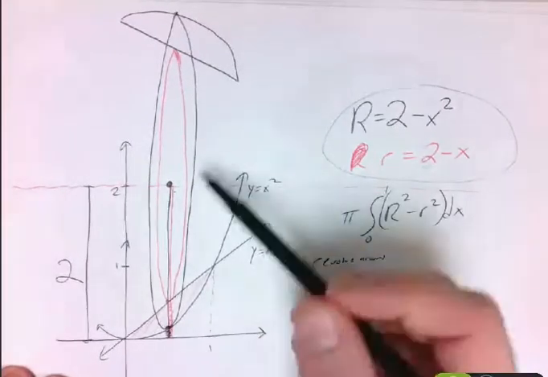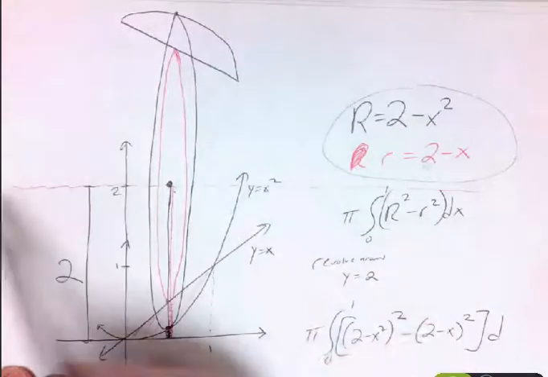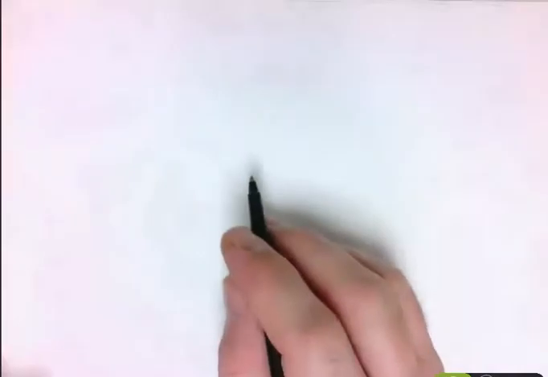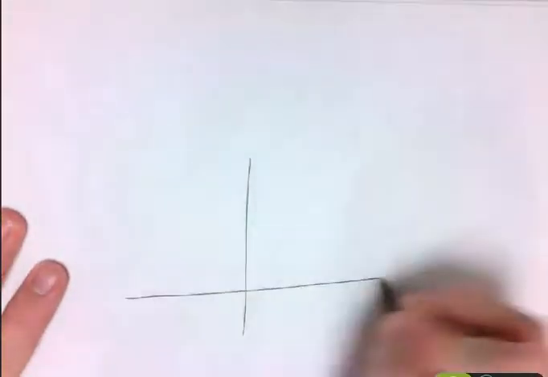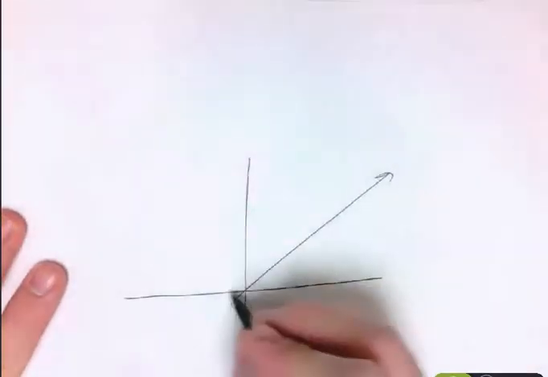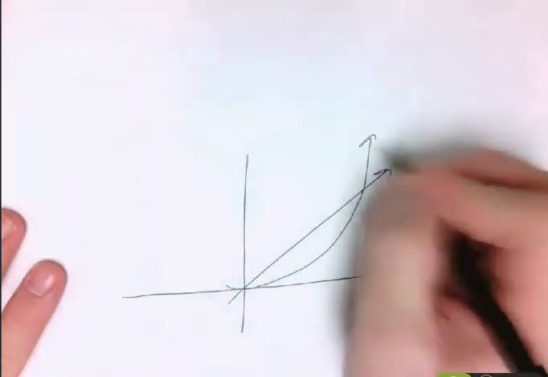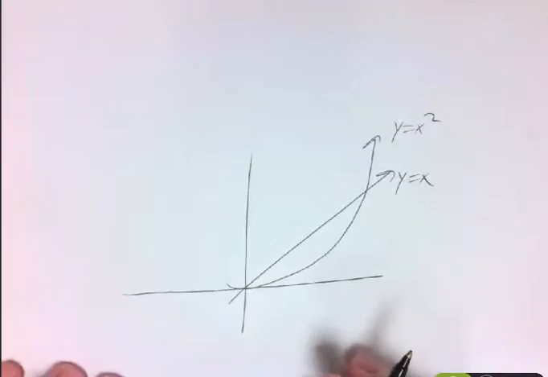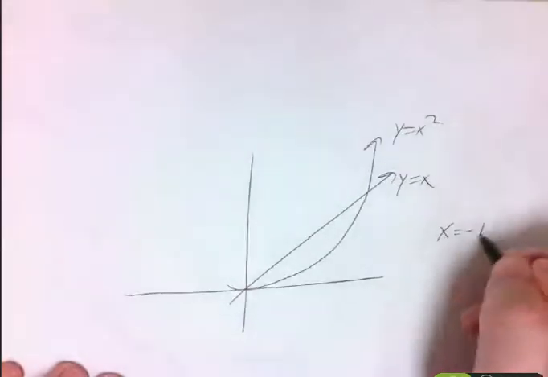All right, this is your example for doing one with a horizontal axis. Now I'm going to do one with a vertical. All right, let's use the same functions. So we had y equals x, and y equals x squared. But this time we're going to go around the line x equals -1.